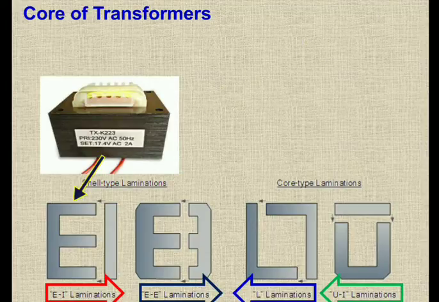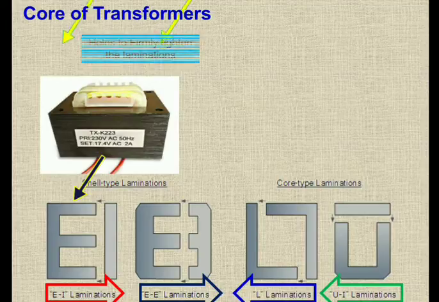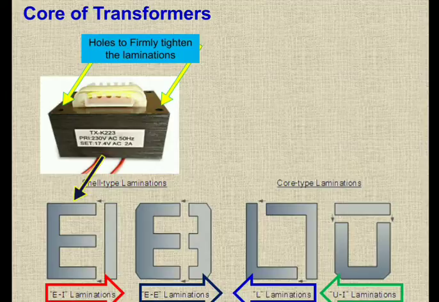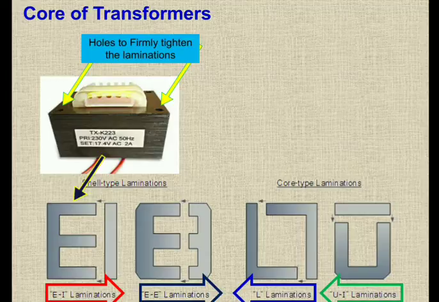Then this is a regular normal transformer that we have just seen, a shell type of model which is having EI laminations, and there is some rating of 17 volts AC. Then you have holes on the laminations corner, which are used to hold the laminations firmly, and also support mounting onto the motherboard or the chassis of the device where we are going to use this transformer.